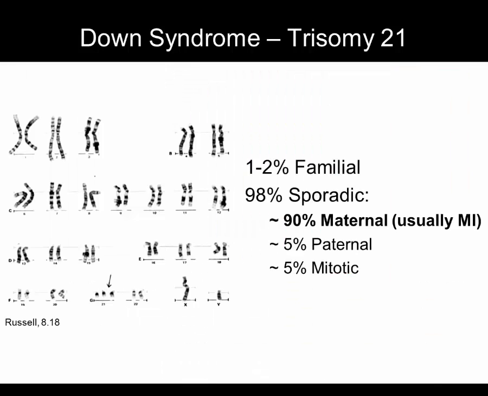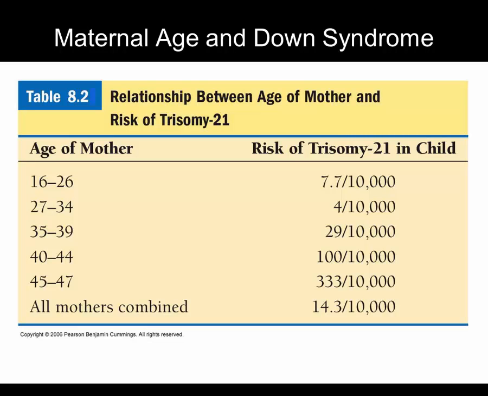About 1 to 2% of Down syndrome cases are familial, and we'll get into that in a moment, but the other 98% are sporadic. Of those cases, 90% are the result of non-disjunction during gamete formation in the mother, usually in meiosis 1. In this table, you can see how the chances of having a child with Down syndrome increases with the age of the mother.